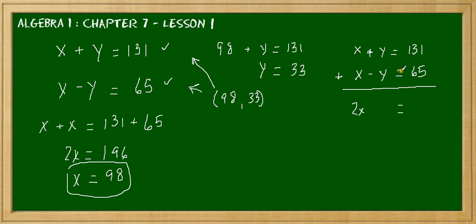So we can move over to the right, and we can now add 131 and 65, and we get 196, which is what we had over here. You see, we had x plus x is equal to 131 plus 65, and we ended up with 2x is equal to 196, which is what we have here. Now we're able to solve this, and we would certainly get the same answer. x is equal to 98.